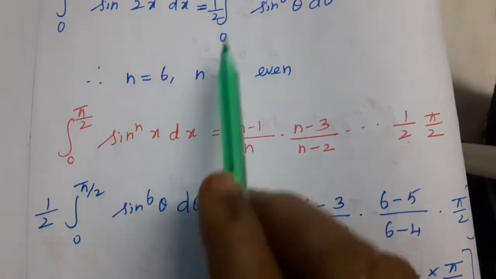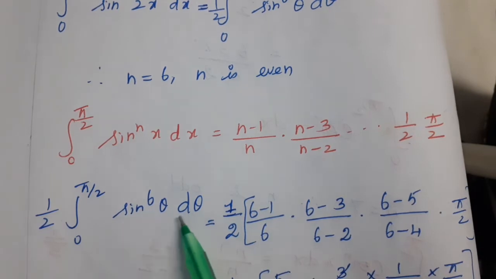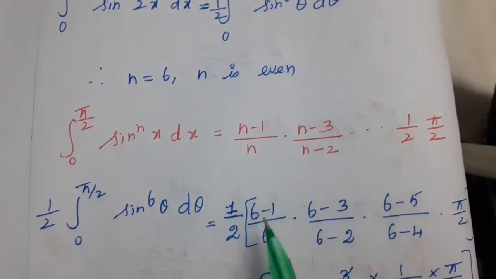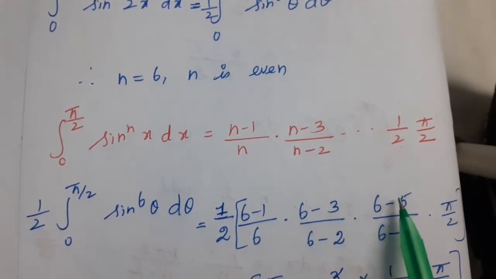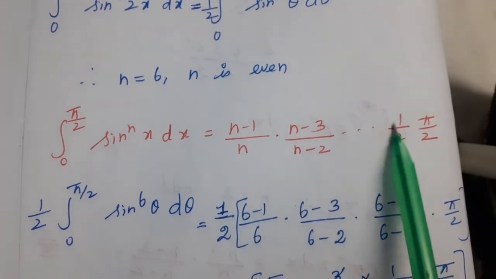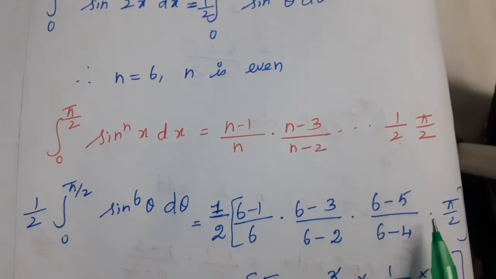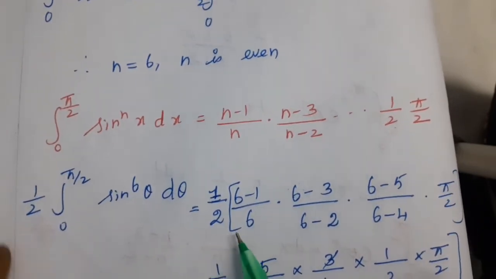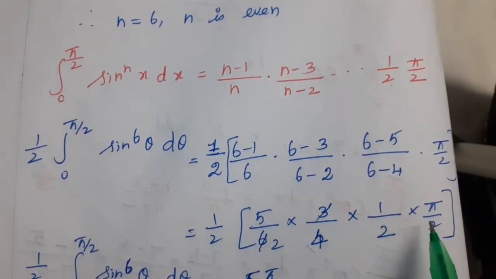The question becomes 1 by 2 into the integral 0 to pi by 2 of sin power 6 theta d theta, equal to 1 by 2 into n minus 1 by n, that is 6 minus 1 by 6, into 6 minus 3 by 6 minus 2, and so on. We want to stop at the last term, 1 by 2. So 6 minus 5 by 6 minus 4 into pi by 2. Again 1 by 2 into, 6 minus 1 is 5, so 5 by 6 into 3 by 4 into 1 by 2 into pi by 2.